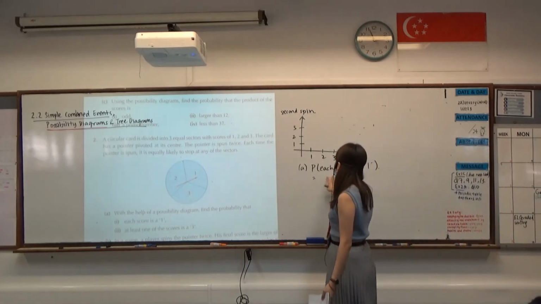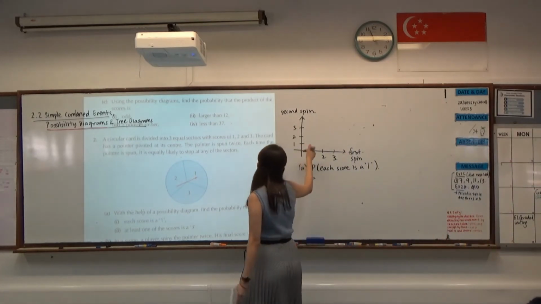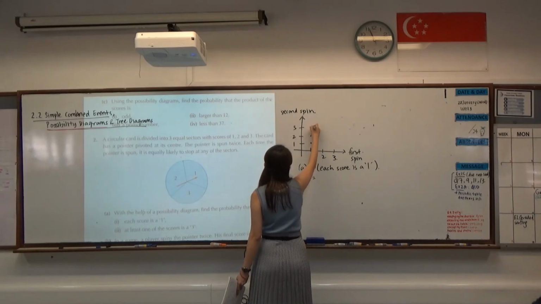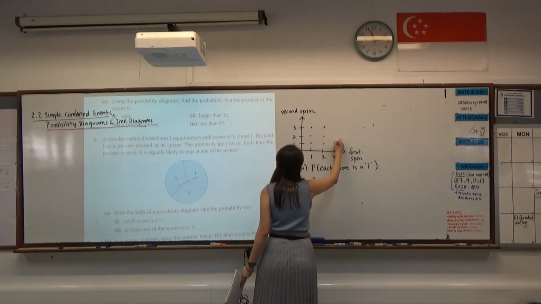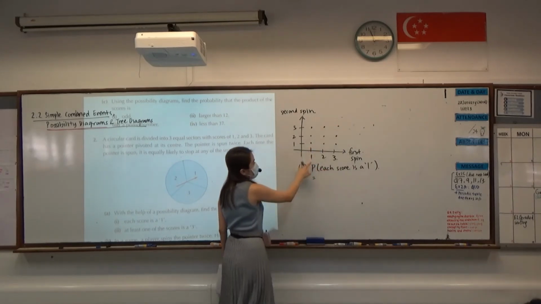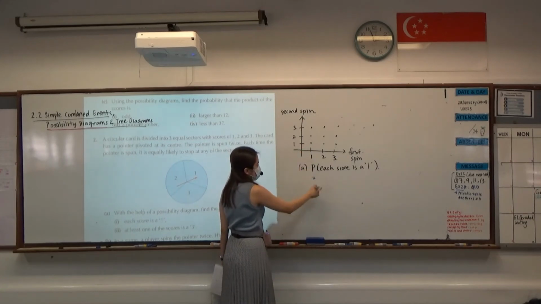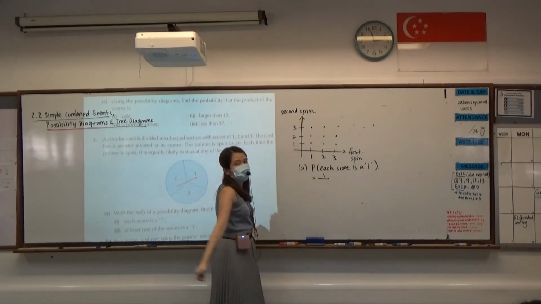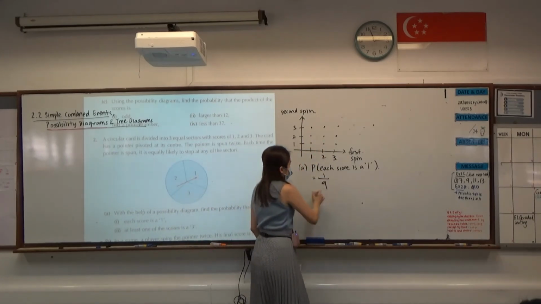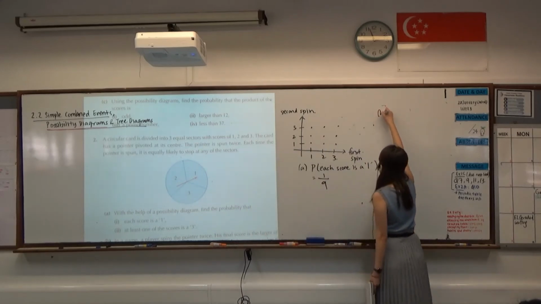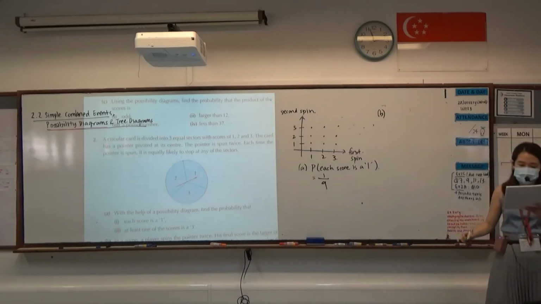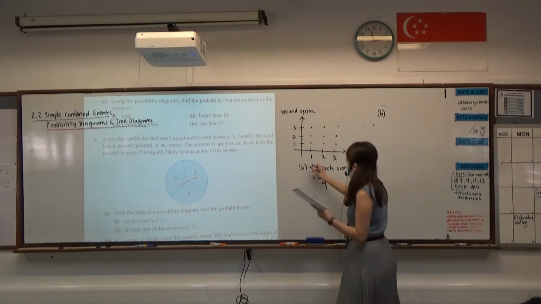Okay. So we are looking at having 1, 1 as a favorable outcome. Okay, because our first spin is 1, second spin is also 1. So we get 1 out of a total of 9. Okay. Then, oops, sorry, this is A part I.